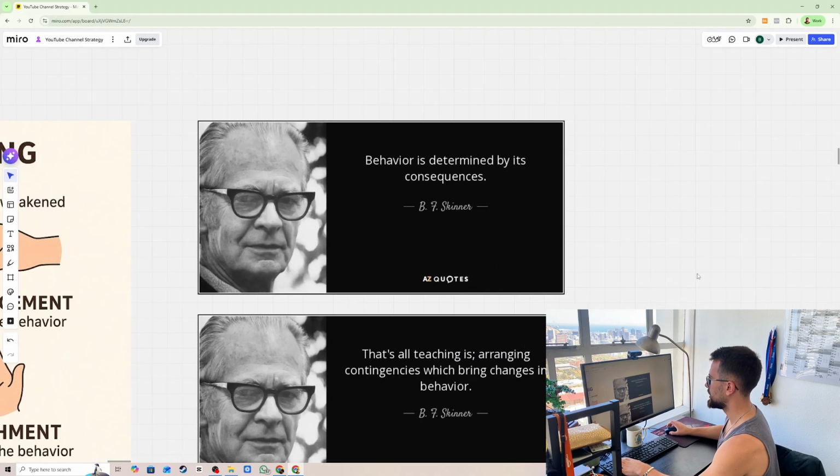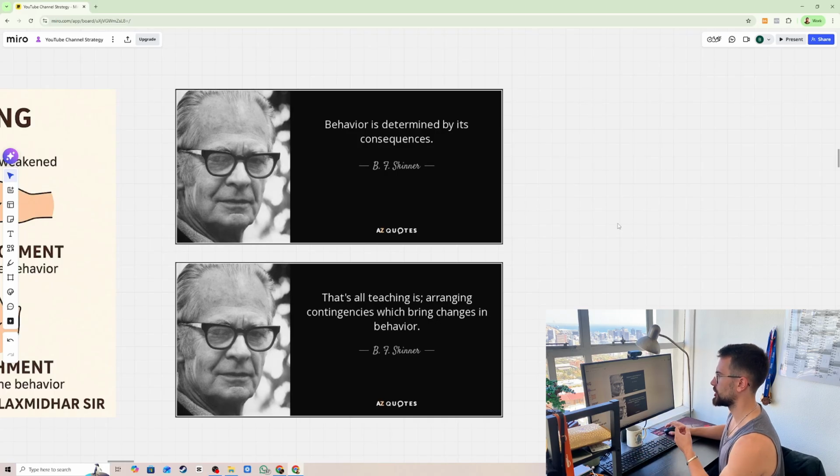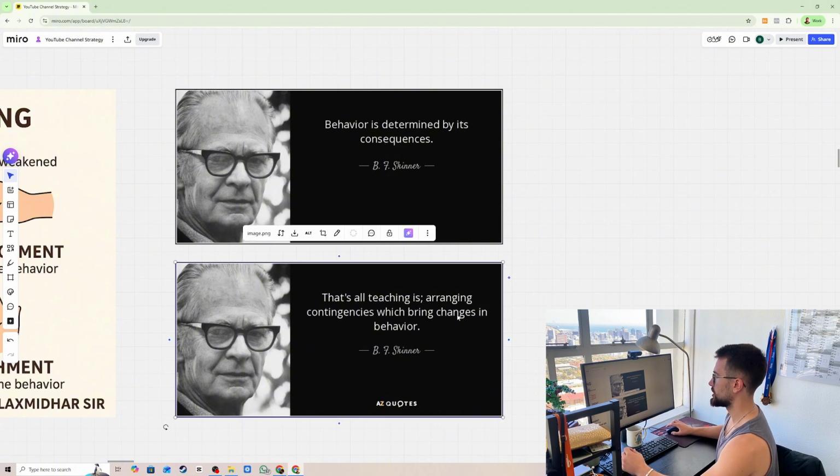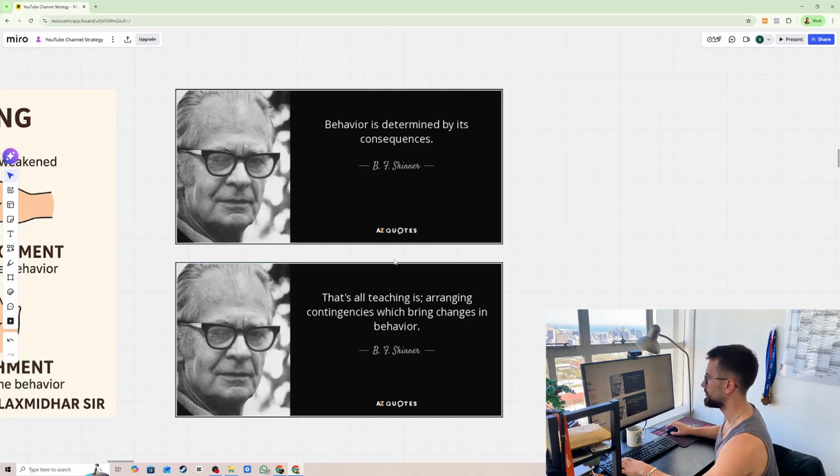So B.F. Skinner, who's one of the founding fathers of operant conditioning, of the psychology of learning, says that behavior is determined by its consequences. He also says that's all teaching is, arranging contingencies which bring changes in behavior.